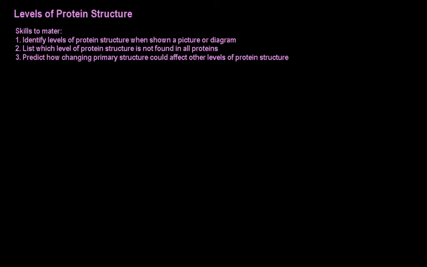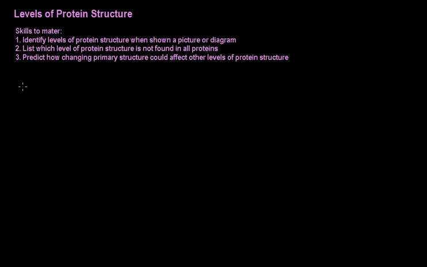So, skills to master. A lot of times I'm asked, okay, here are the lectures, what's going to be on the exam? These 3 things. If you can do these 3 things after watching this lecture, you're going to be fine on the exam. If I give you a picture, you should be able to identify the level of protein structure. You should be able to list which level of protein structure is not found in all proteins. And you should be able to predict how changing primary structure could affect other levels of protein structure. Those are our 3 tasks to be ready for the exam.